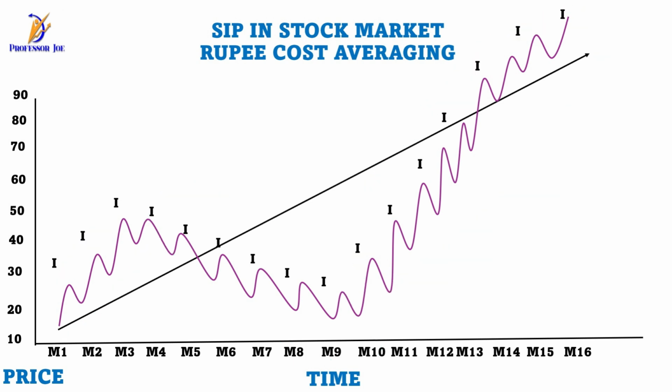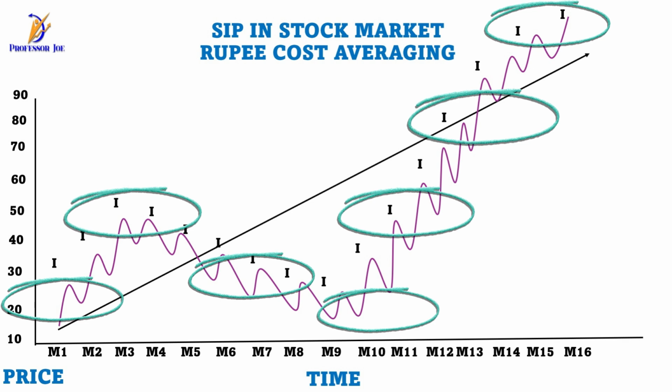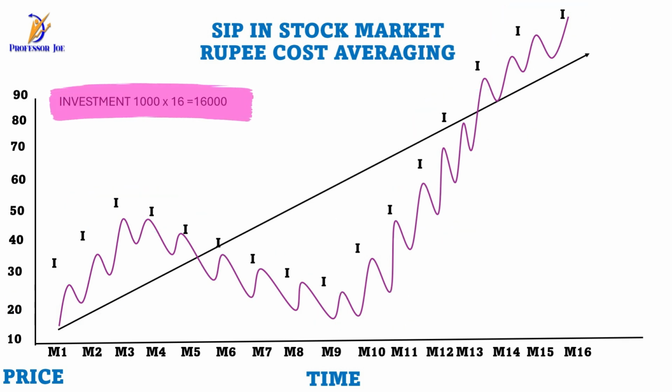Now, what you have to do is, on a monthly basis, keep investing, whether the price is up or the price is down. You keep investing on one particular fixed date every single month. In this example, we have taken 1000 rupees. In 16 months, the investor has invested 16,000 rupees.